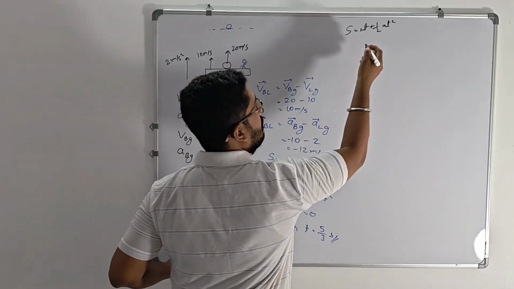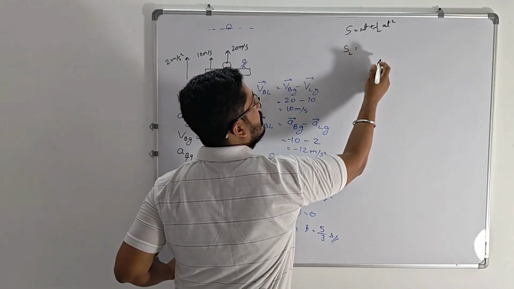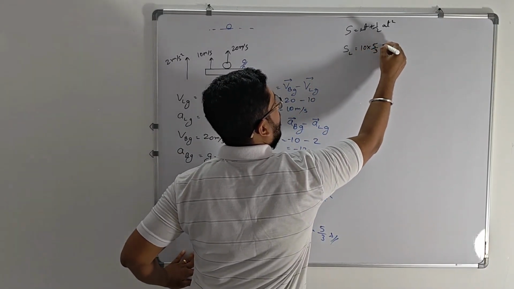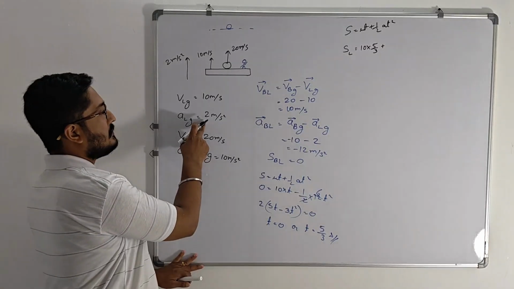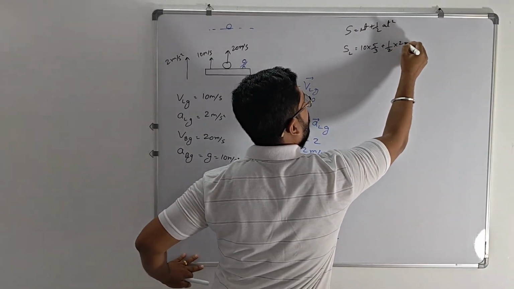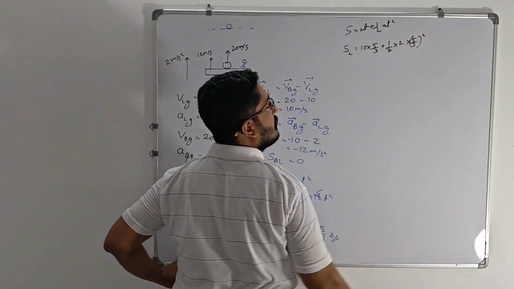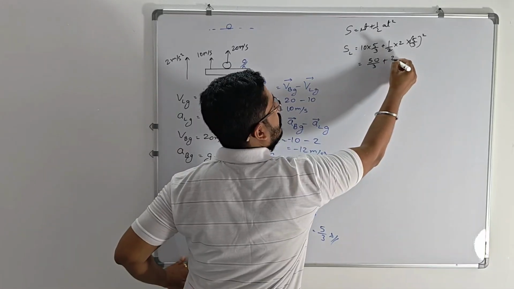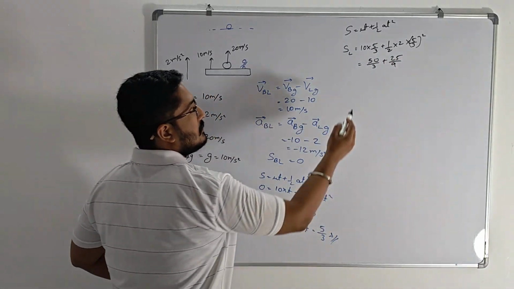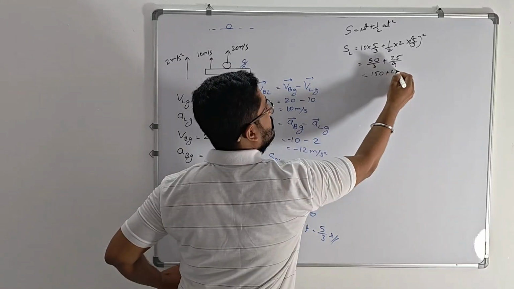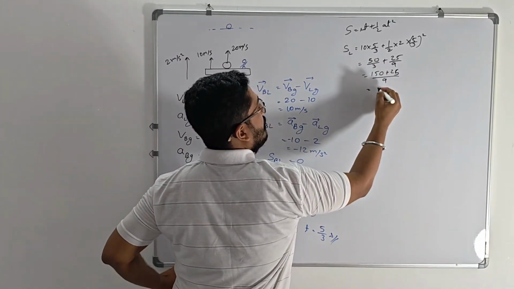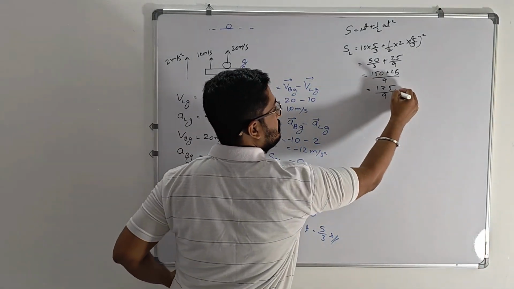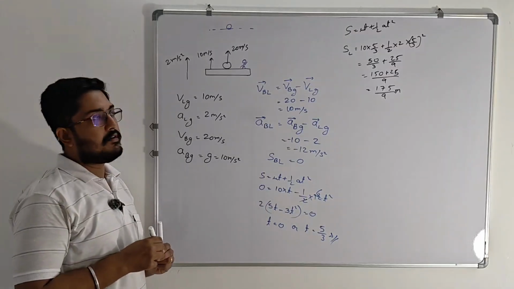So first of all, for the lift, the displacement of the lift is the initial velocity times time, which is 10 into 5 by 3, plus, since the lift is accelerating upward, positive, half into 2 into (5 by 3) squared. So this will become 50 by 3 plus 25 by 9, which is 150 plus 25 by 9. I am getting the answer as 175 by 9 in meters. So this is the displacement of the lift in that same time.